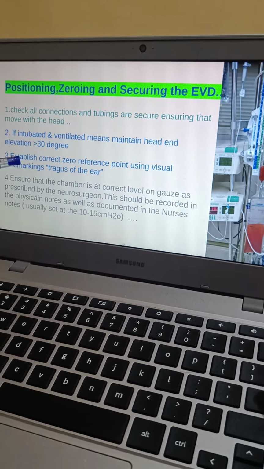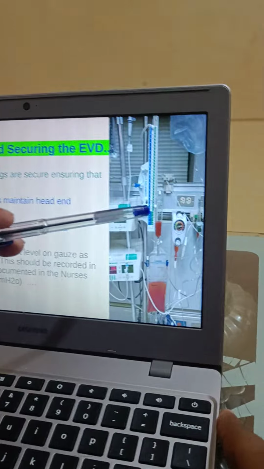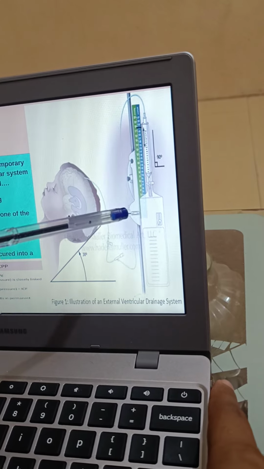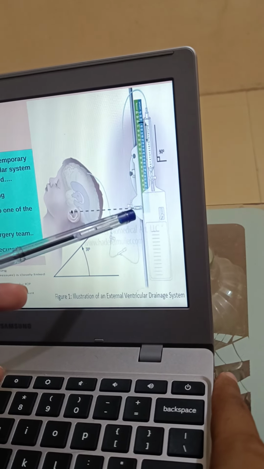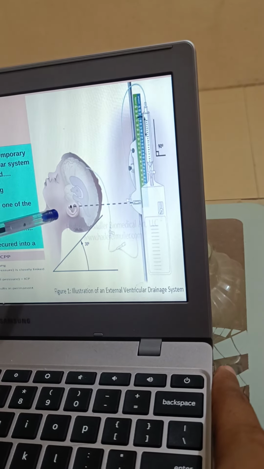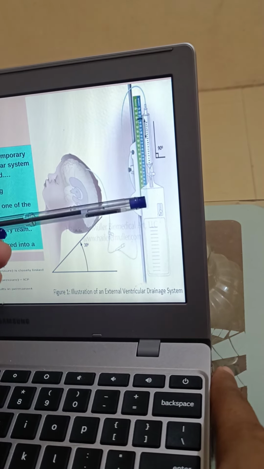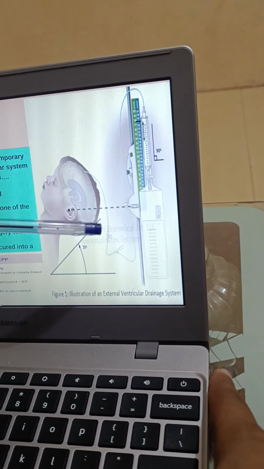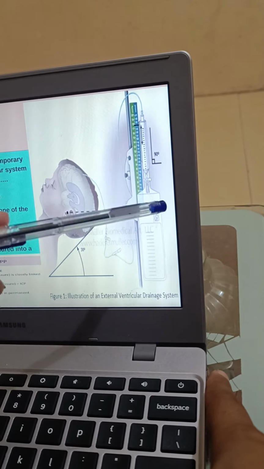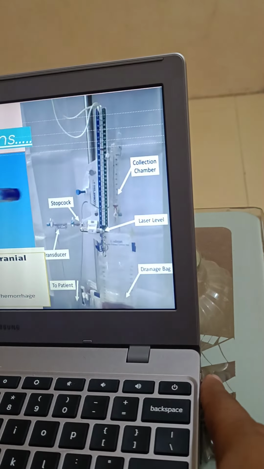While doing the zeroing, when we are keeping the zero level, this drain chamber level should be at the tragus of the ear. See the tragus, you can see here. This point, the tragus of the ear, we need to calculate, we need to keep it like this, and only then can we say it is the zero level. See here, this is the zero level. I think because of this bag we can't see it clearly. Here, this is the zero level, they should face the tragus level.